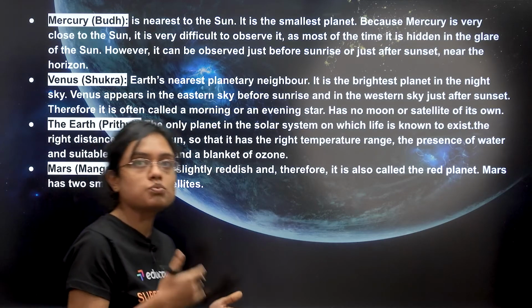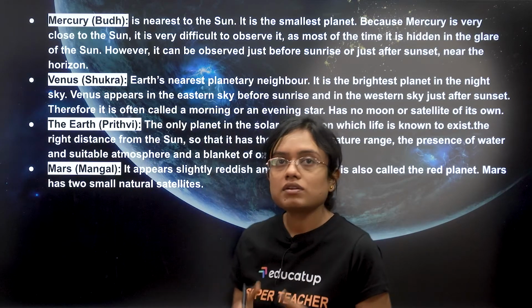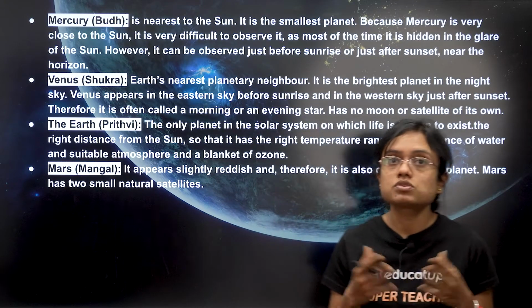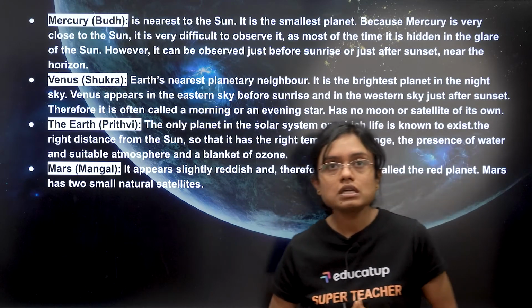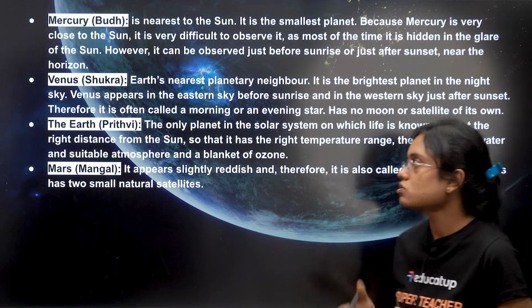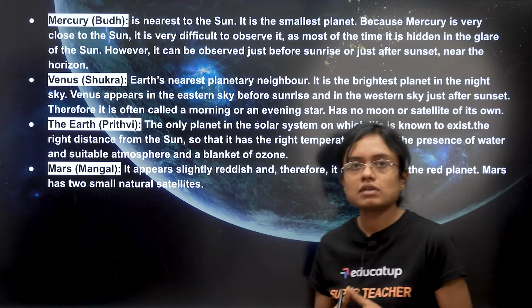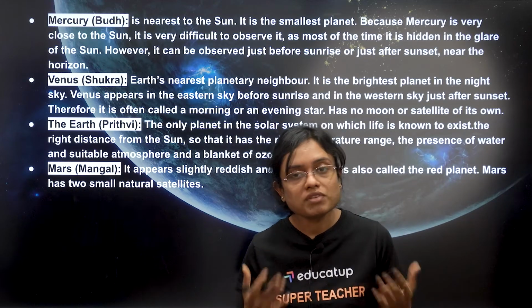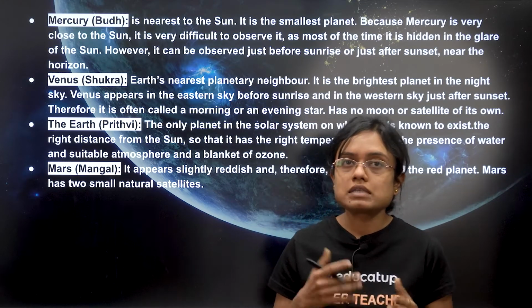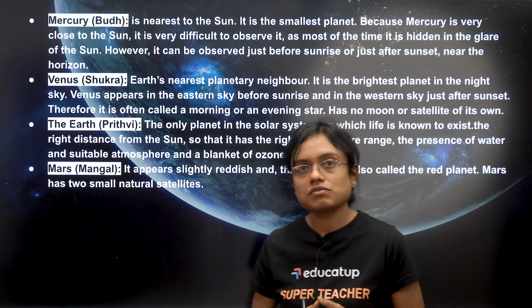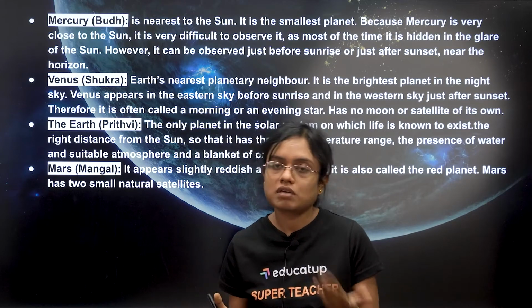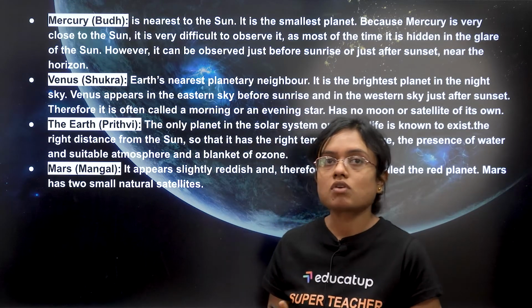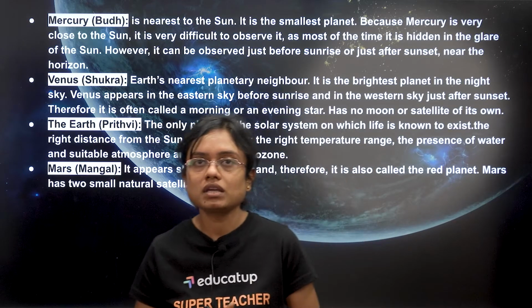Because Mercury is very close to the sun, it is very difficult to observe it, as most of the time it is hidden in the light of the sun. Then Venus, also known as Shukra, is the Earth's nearest neighbor. It is the brightest planet in the night sky. It appears to be very beautiful. Venus appears in the eastern sky before sunrise and in the western sky just after sunset. Therefore, it is often called a morning or an evening star.